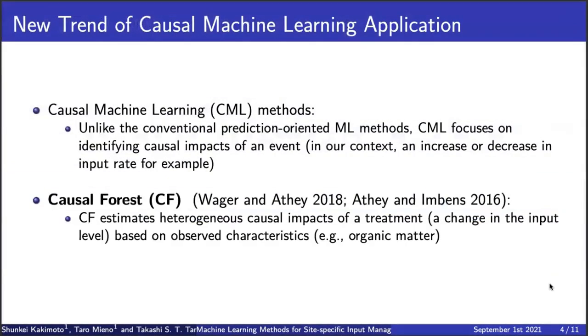The lack of causal interpretation from existing popular machine learning methods has been increasingly recognized in many scientific fields, and this has led to an emerging branch of machine learning methods called causal machine learning. Causal machine learning methods focus on identifying causal impacts of an event. In this study, we use causal forest, which was developed for estimating heterogeneous causal impacts of a treatment based on observed characteristics.